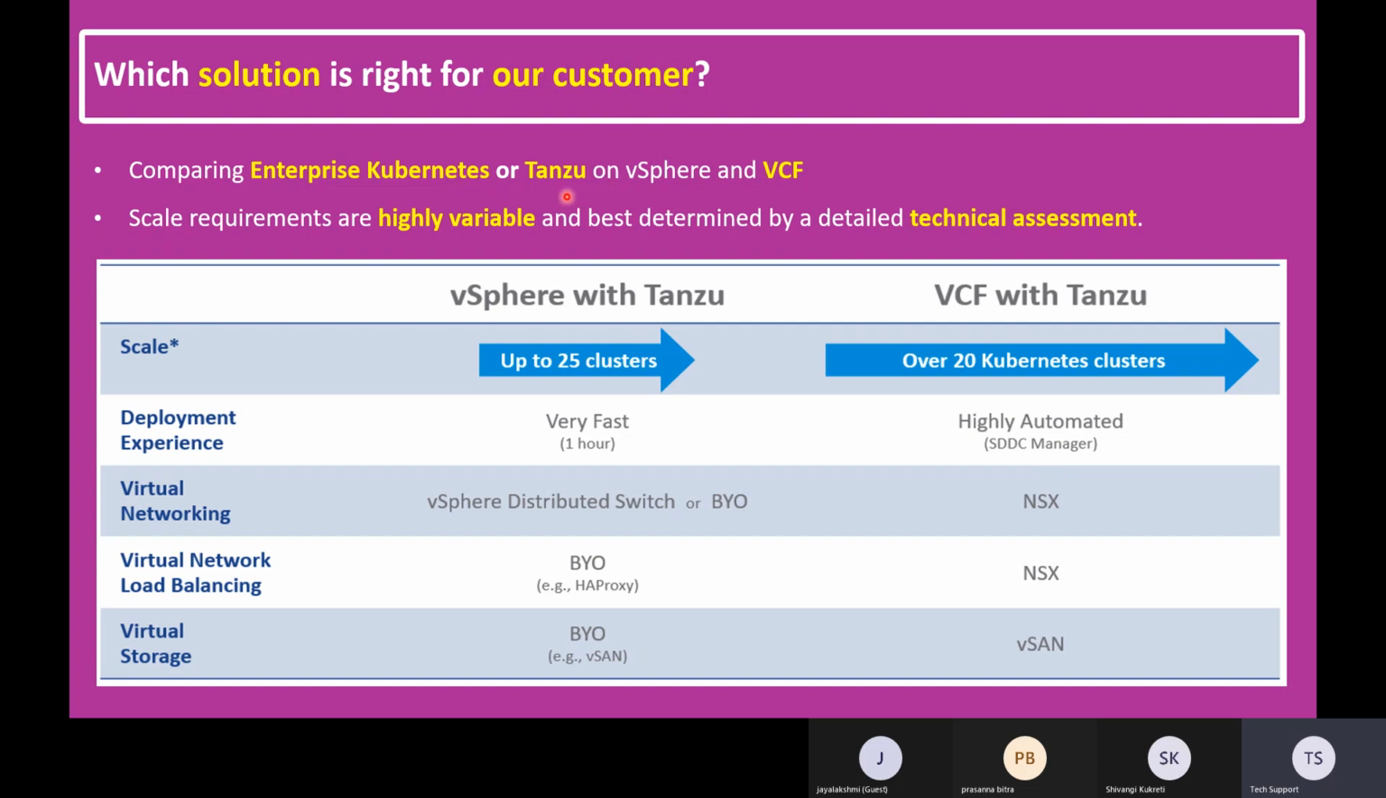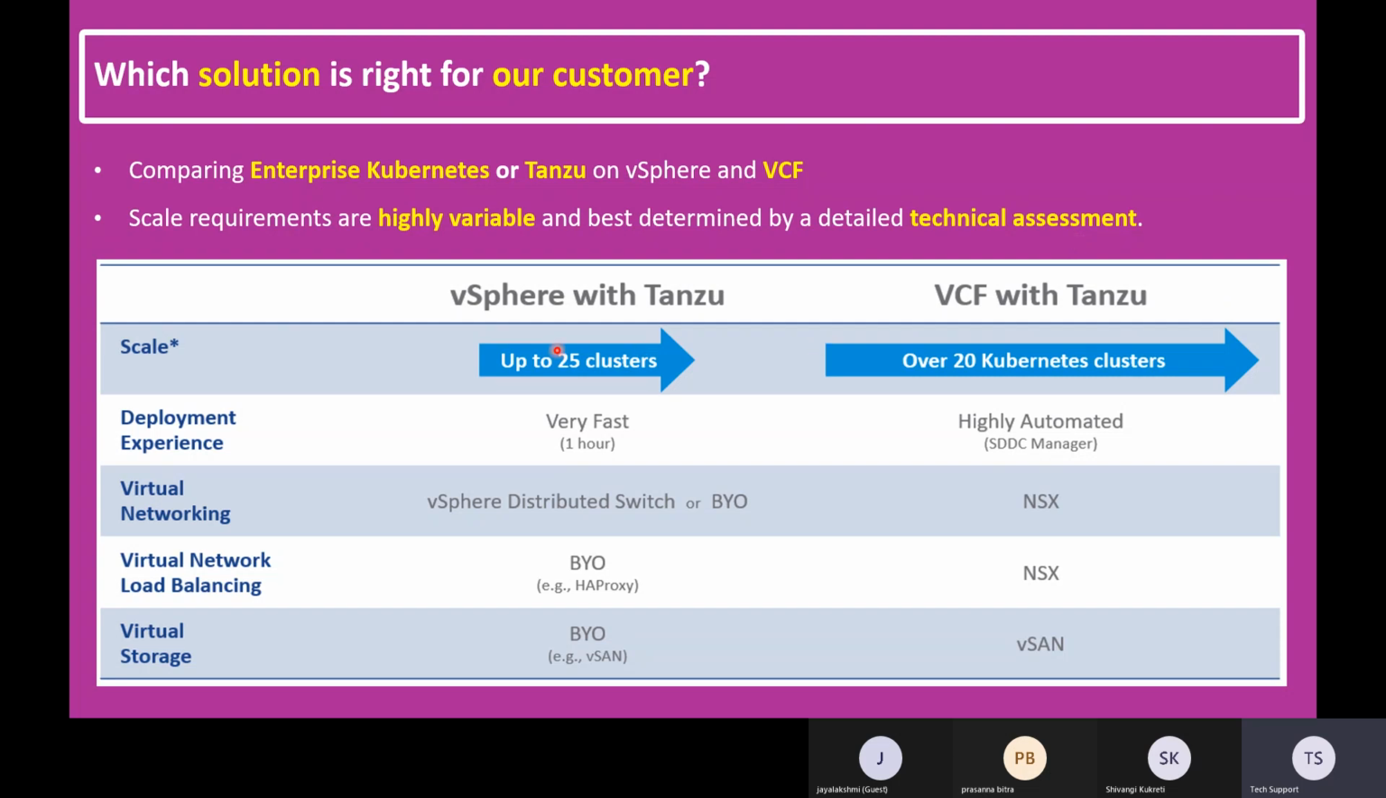Okay, and Tanzu, you can run Tanzu on a vSphere level or you can run it on a VCF level. VCF means it's a VMware hybrid cloud product, VMware Cloud Foundation. Suppose the scale requirements are highly variable. Scaling is always about how many Kubernetes clusters are needed, and this is always determined based on your technical assessment. Normally this assessment is taken care of by solution architects. Solution architects will do all your technical assessments, and they will suggest the relevant product to us.